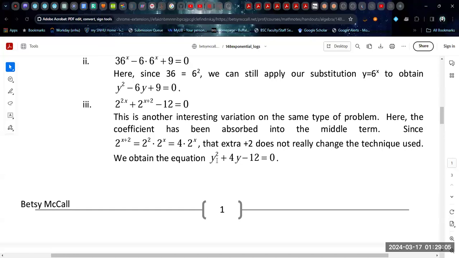And if we make our substitution for y is 2 to the x, we get y squared plus 4y minus 12. And again, we solve for a value for y. And assuming we find a positive value for y, we set that equal to 2 to the x. We can then continue to solve for what the value of x is. If we get a negative value for y, as we're bound to do here, then one of those values will have to be discarded because 2 to the x is never going to be negative.